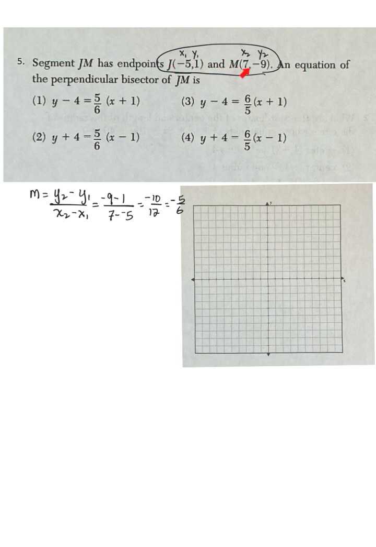JM. What they want is an equation of a perpendicular line to JM. So then what I know is if I want a perpendicular line, the perpendicular line slope will be the negative reciprocal. So there's the slope of the perpendicular line.